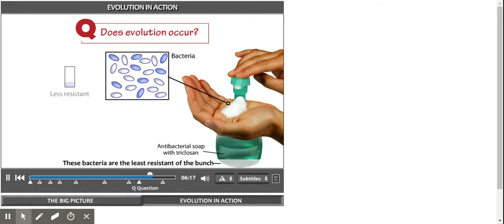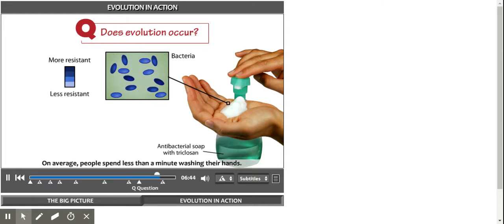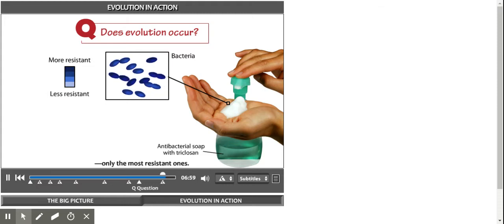These bacteria are the least resistant of the bunch. That is, they are the least able to survive the chemical treatment and are depicted with a light color. Other bacteria are more resistant and are depicted here in a dark color. The resistance levels of the rest of the bacteria run between these two extremes. When you begin washing your hands with the antimicrobial soap, the first bacteria to die are the ones that are least resistant to triclosan. On average, people spend less than a minute washing their hands. However, triclosan takes several minutes to kill the most resistant bacteria. So after a single minute, notice which bacteria are left to reproduce. Only the most resistant ones.